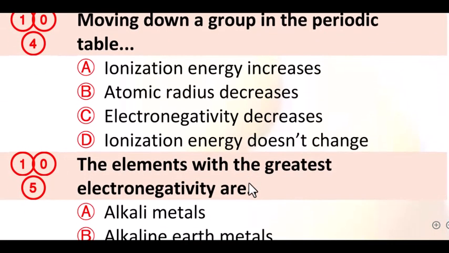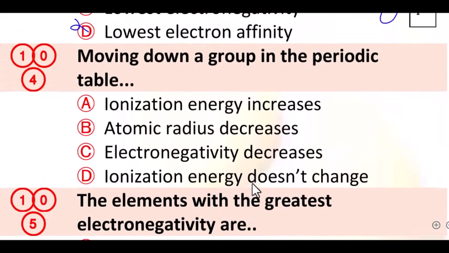Moving down a group in the periodic table, ionization energy increased, no. Atomic radius decreased, no. Electronegativity decreased, yes. Ionization energy doesn't change, no.